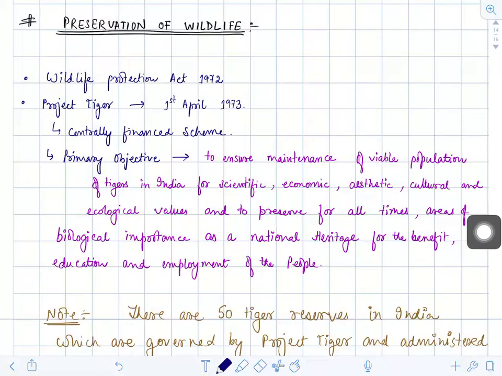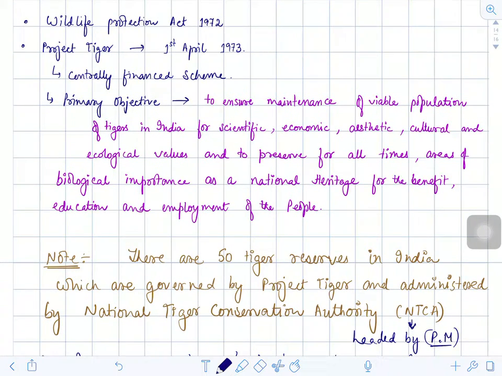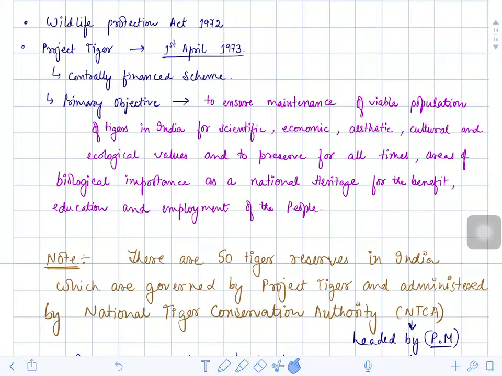Everyone, today we are going to learn about the tiger, okay? Preservation of wildlife, tiger. So first of all, the act related to tiger is the Wildlife Protection Act 1972. Then we have Project Tiger under it, that was established on 1st of April 1973. It is a centrally financed scheme.